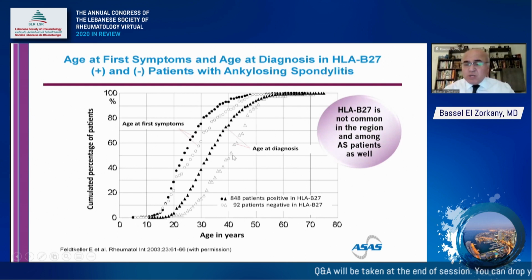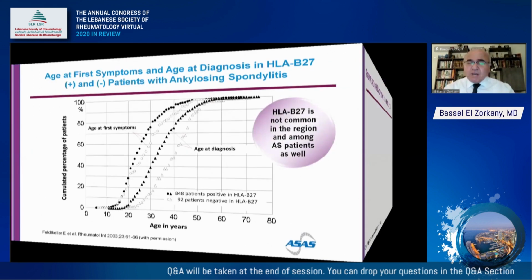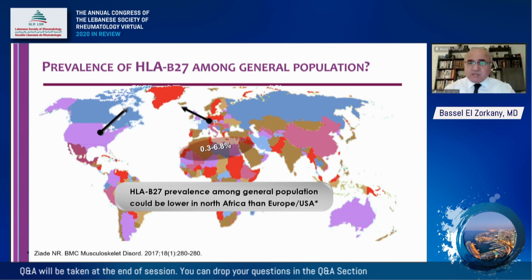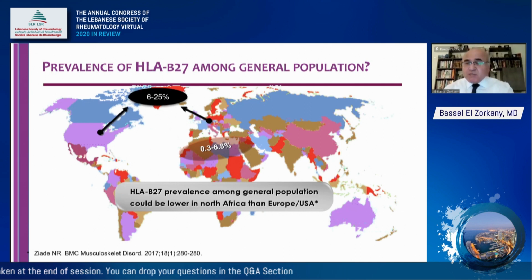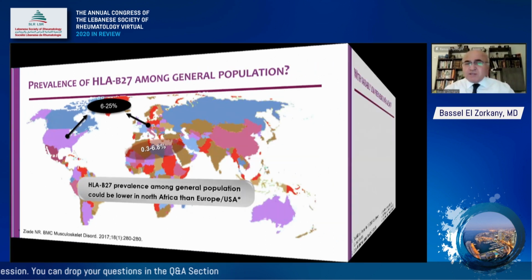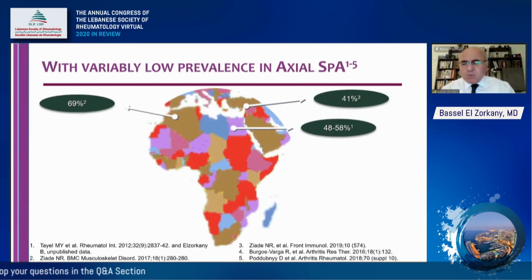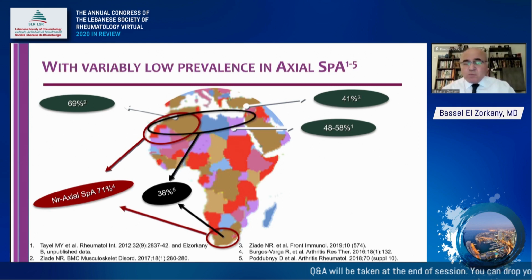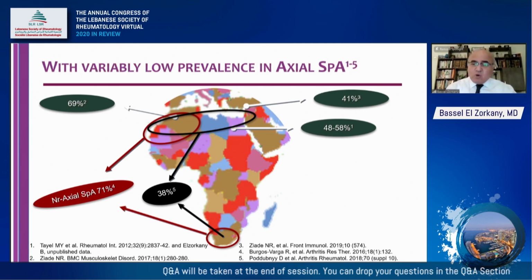And in our region, it seems that B27 is not as common as in other areas of the world. The general population may have a lower prevalence in the region, between 0.3 and 6%, while in Europe and the States, it's between 6 and 25%. Several studies have also shown a prevalence between 40 and 50% in many areas of the region, from Egypt, Morocco and Lebanon. Some data on non-radiographic axial SpA from South Africa and the Moroccan region, and also some data from the region, give us a prevalence of 38%. So it's not 90% as we see in Caucasians outside.